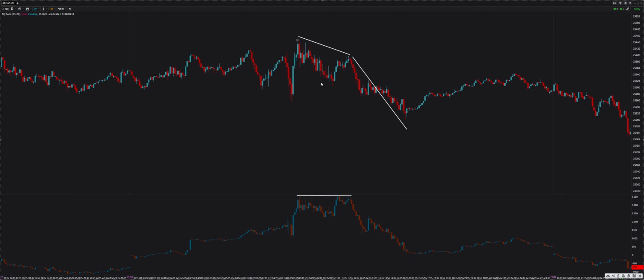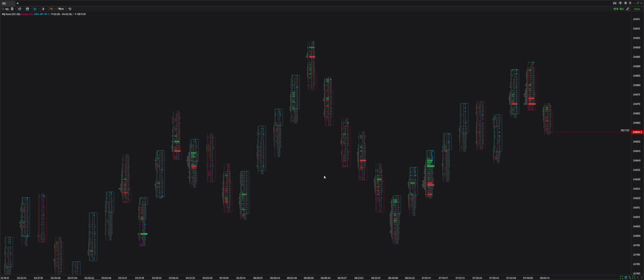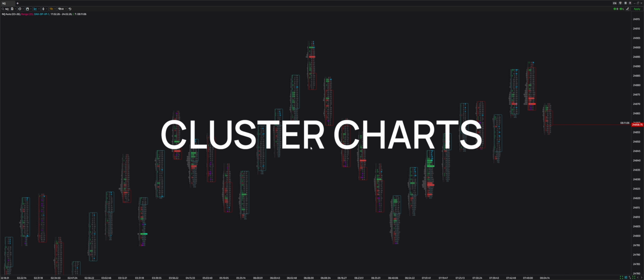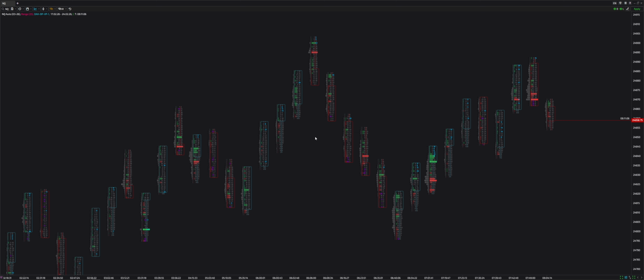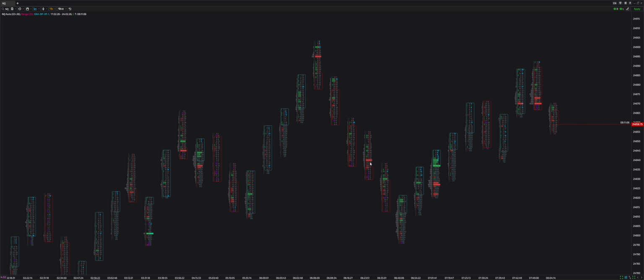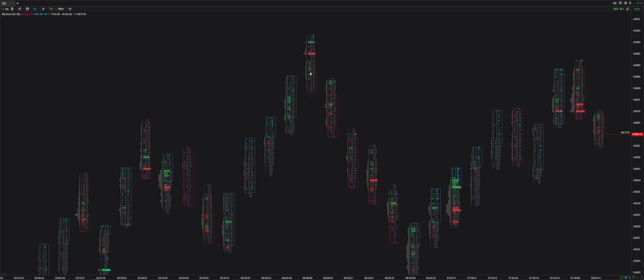Next in our top list are cluster charts. Technically, this is not just an indicator, but a way of displaying exchange data that allows us to see how many buy and sell trades occurred at each price level, what the traded volume was, and which side had the advantage at a particular moment in time. Again, at every price level.